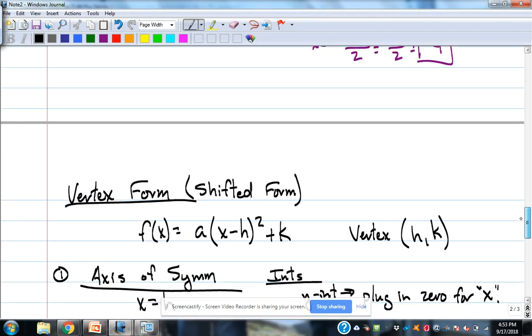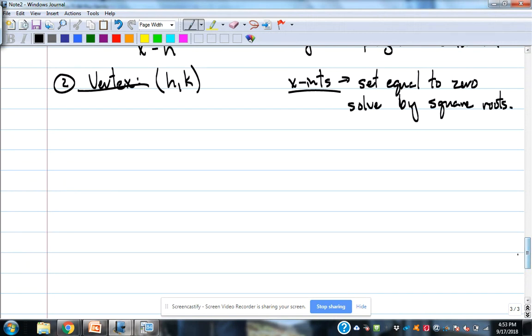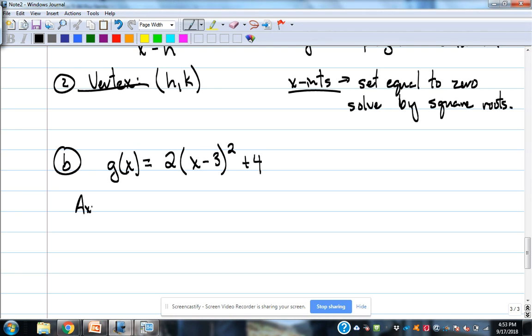I feel better about that. All right, example B. Let's get an equation that's in vertex form: 2 parentheses x minus 3 squared plus 4. And we're going to find these things: axis of symmetry, vertex. I don't need any space here because I'm not going to have to calculate anything. Beautiful. I will need some space to do my intercepts.